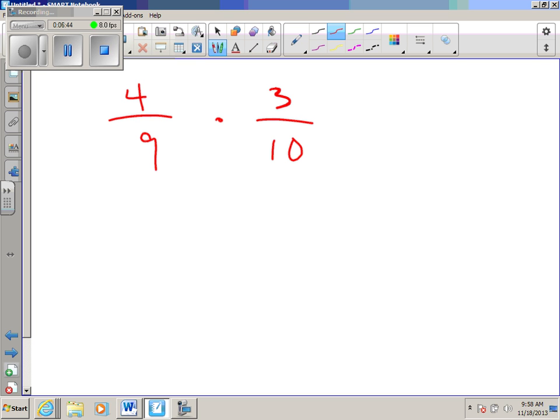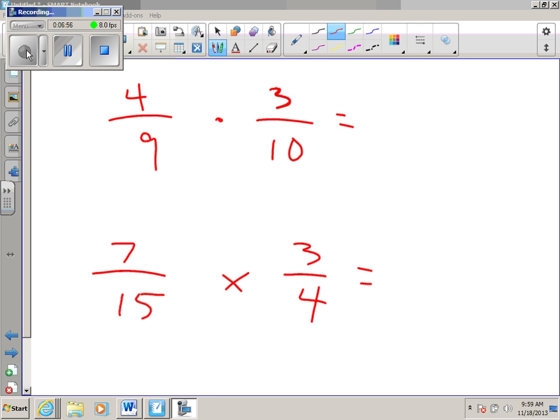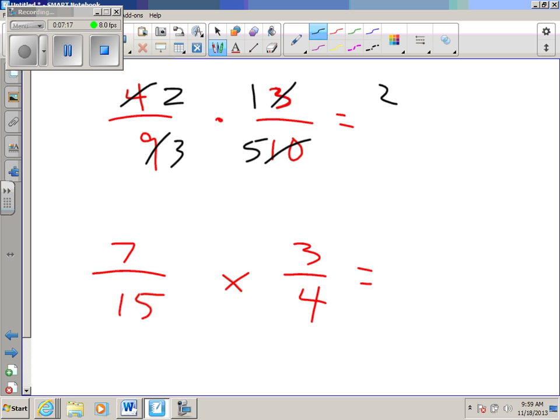That's a 3. 4/9 times 3/10. Looking diagonally, 3 and 9, 1 and 3, 4 and 10. Anything I can divide them both by? 2. So 4 divided by 2 and 5, therefore 2 times 1 and 3 times 5, 2/15.